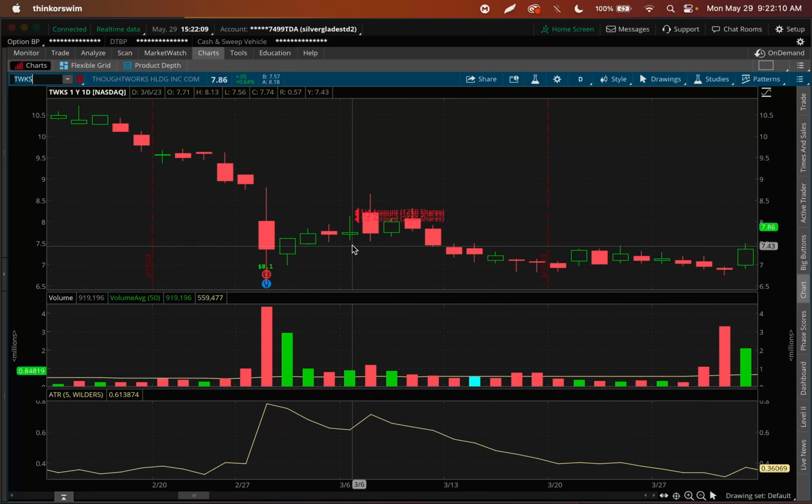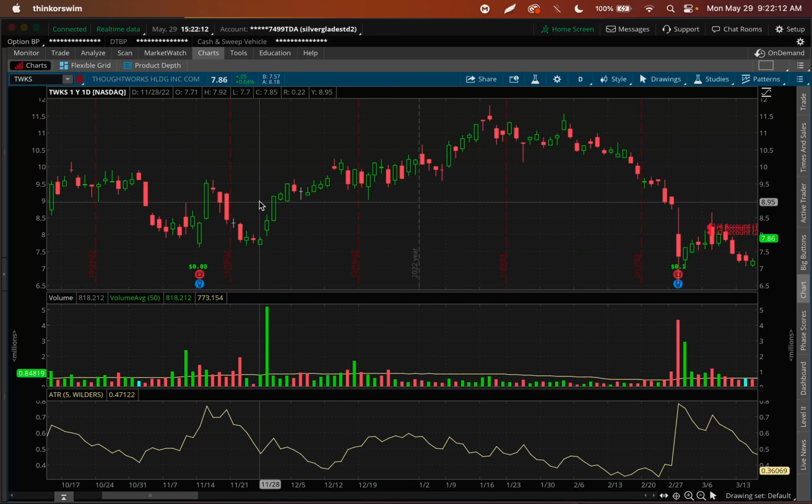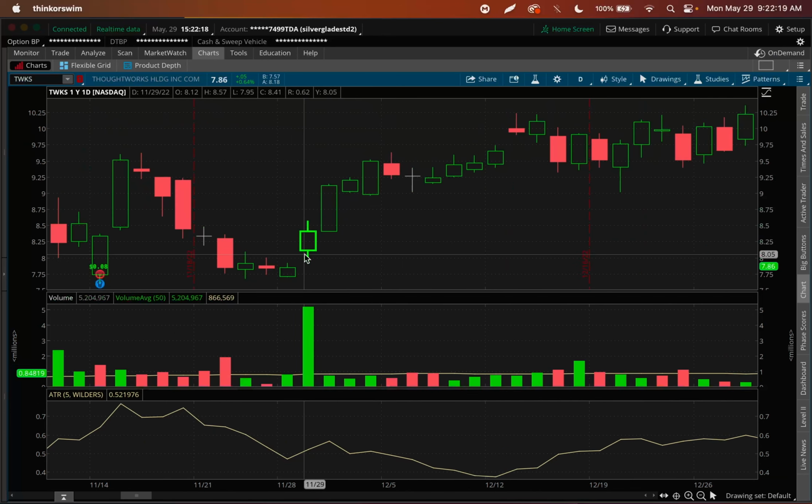The reason I was confident in the stock is because the last time insiders purchased TWKS on 11/28, not only did the stock go up the next day and then continue going up, but the stock actually had a massive spike of volume as well. And there was no other news that day. The only reason the stock went up and the only reason so many shares were traded is because an insider bought into the stock. So you can see, on average, 866,000 shares traded in a day.